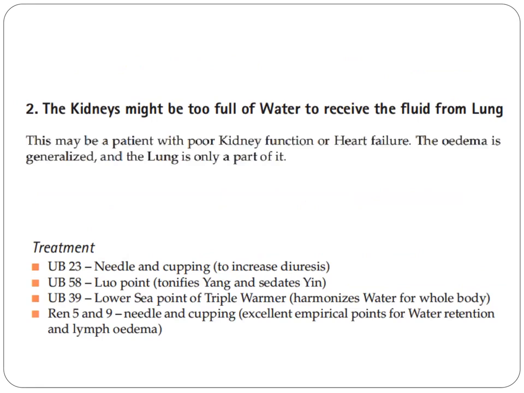The edema is generalized and the lung is only a part of it. Treatment: with needle and cup, bladder 23 to increase diuresis. Then we use the luo point, bladder 58, to tonify the yang and sedate the yin. Bladder 39, the lower He-sea point of the triple warmer, harmonizes water for the whole body. And Ren 5 and 9, needling and cupping. These are excellent empirical points for water retention and lymphedema.